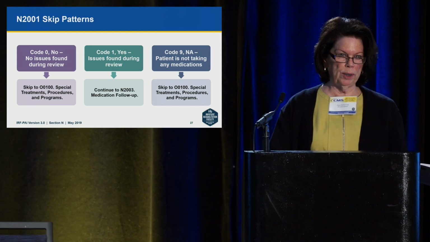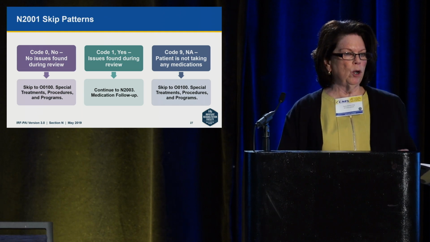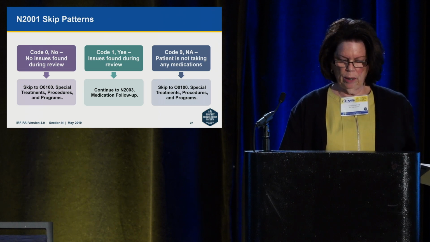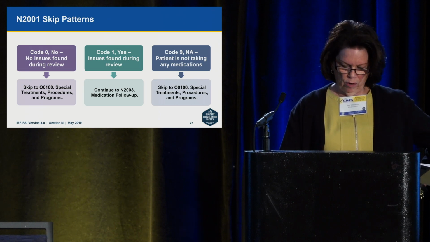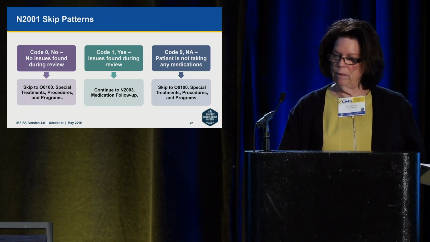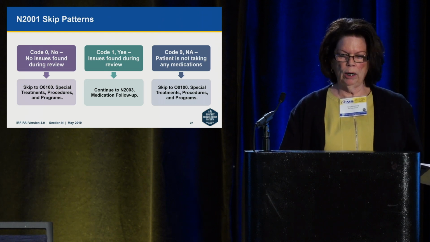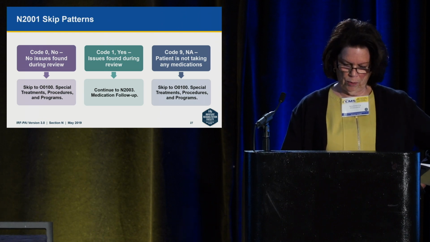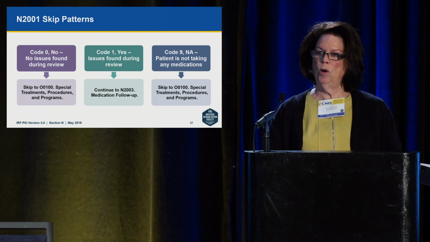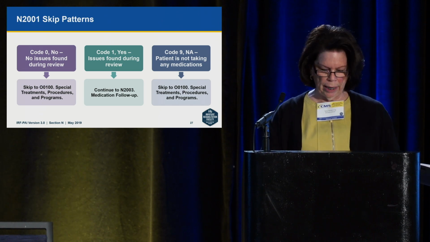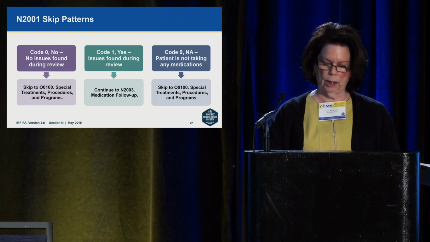This slide just shows the skip pattern. So if you code 0, no, on N2001, you're going to skip to section O of the IRF-PAI manual, special treatments, procedures, and programs. If you code 1, yes, then there are issues found during the review, and you are going to go on to code N2003. And if you code 9, not applicable, the patient is not taking any medications, then you are also going to skip to section O.